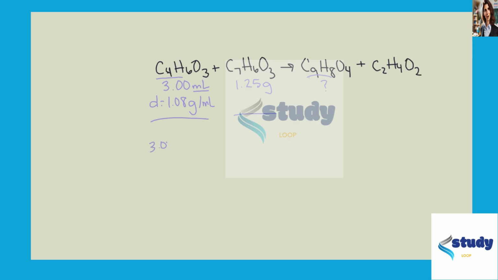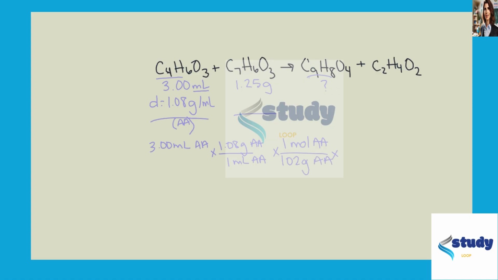So we have 3 milliliters. We'll call this AA for acetic anhydride to make it less cluttered. We convert it into grams by taking its density, which is 1.08 grams for every 1 mL. Then we convert grams into moles by taking it times its molar mass, which is 102 grams per mole. So for every 1 mole, we have 102 grams.